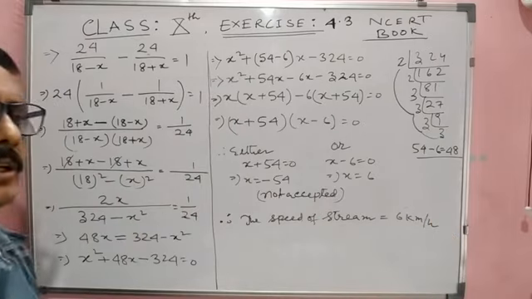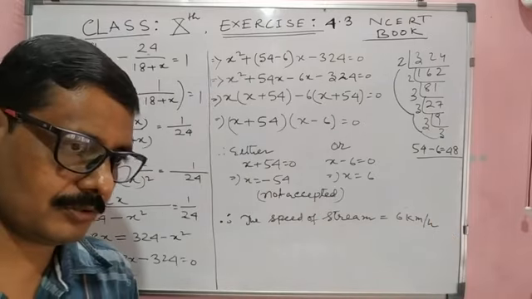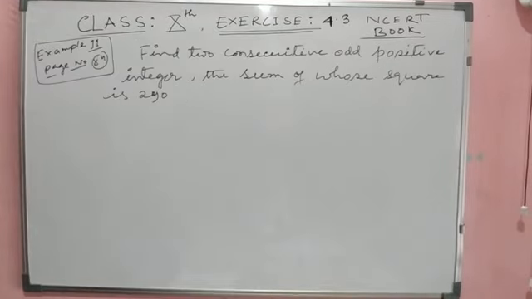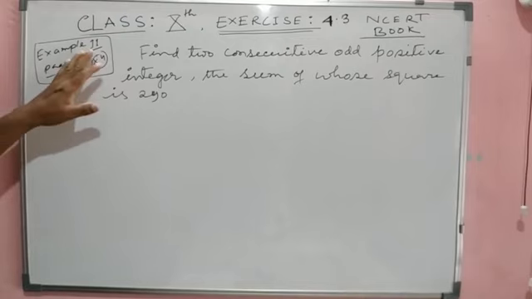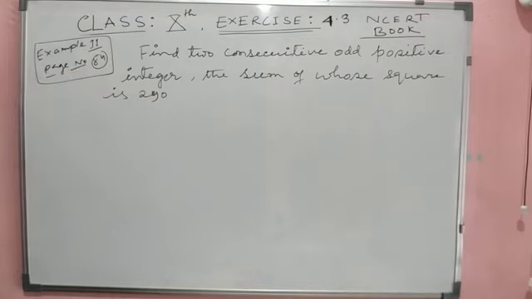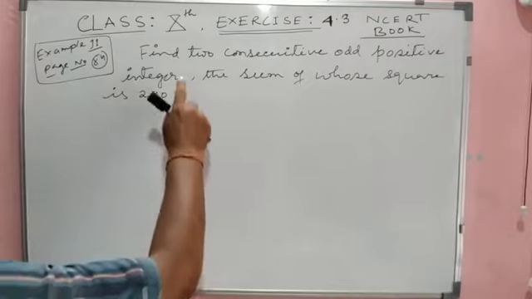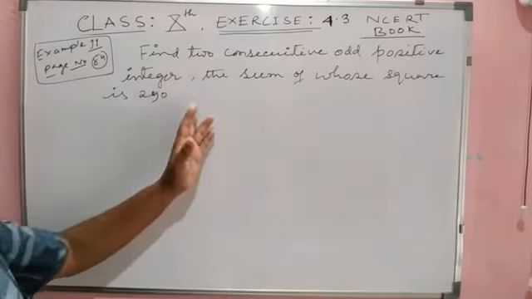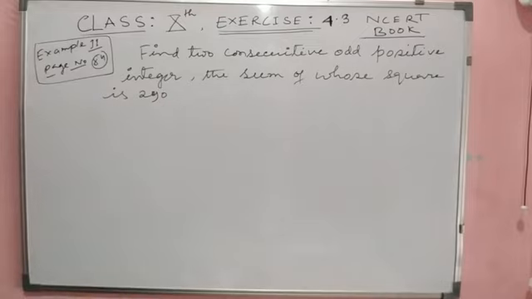So this is a very important question given many times in exams. So try this at home. Now see, this is again example 11, page number 84. This is also a very important question. Here it is given: find two consecutive odd positive integers, the sum of whose squares is 290.